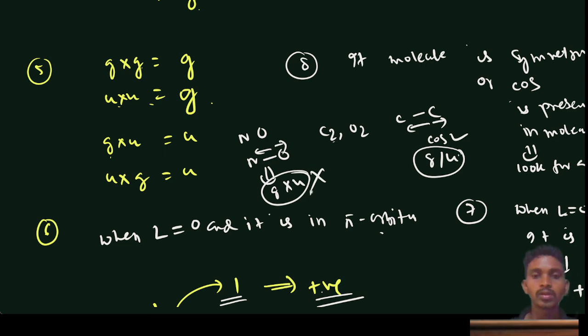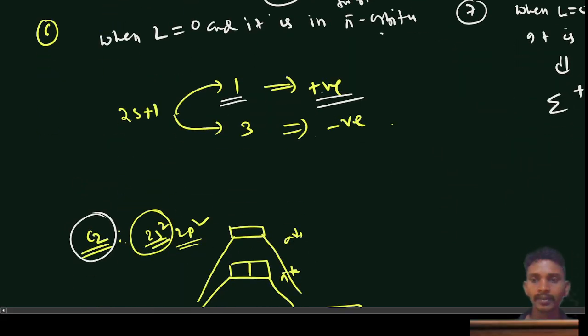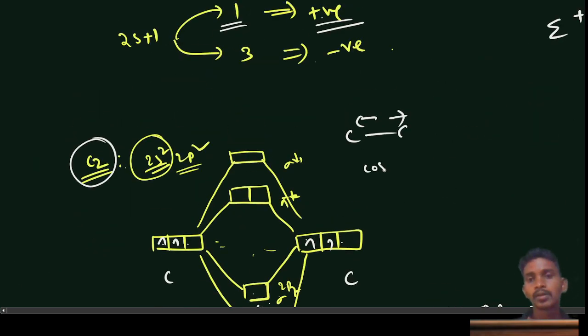Okay, so not... look for zeroed and unzeroed. If COS is present, then only you look for zeroed and unzeroed. Here, that carbon dioxide, COS is present, because carbon and carbon, here also carbon, here also carbon. So here COS is present, so we will look for whether it is zeroed or unzeroed.